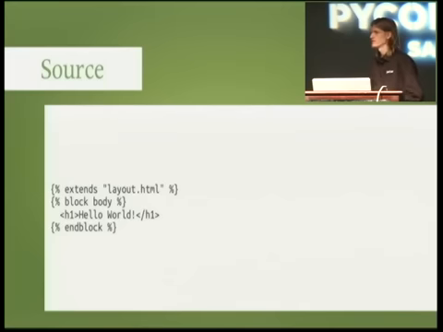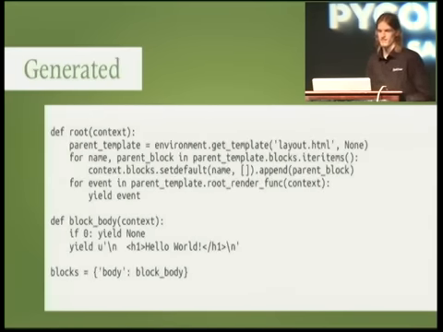If we want to look at how extending templates in Jinja works, it's very simple, in fact. The root function, which is the one that's always called when you evaluate the template, looks for the parent's environment, gets all of the blocks in there, and for each and every block, it appends the current blocks in addition, and then calls the parent template. And each block is basically just a function that points to a dictionary.